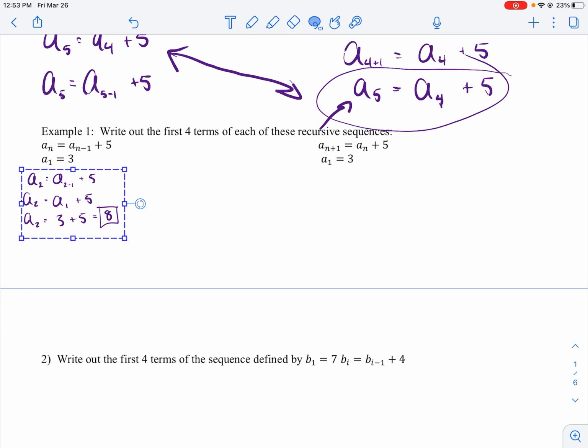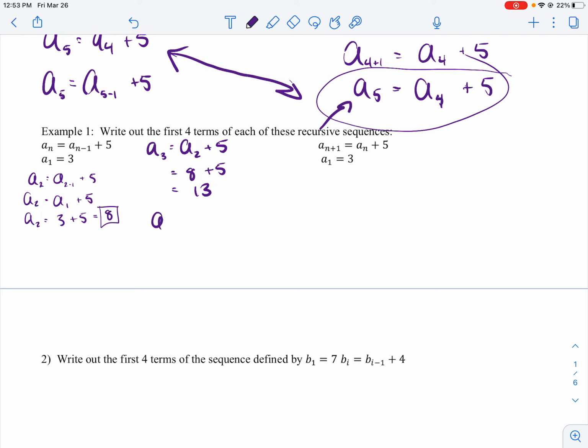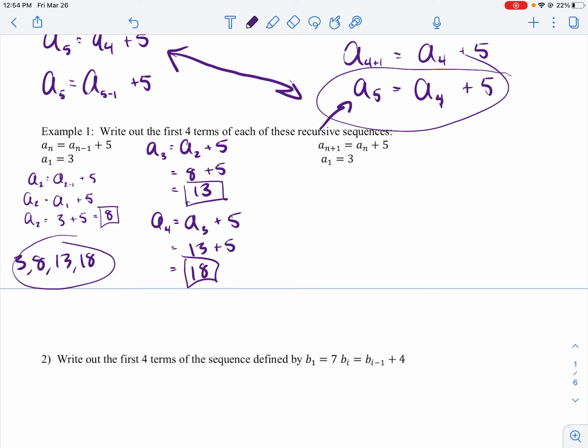Our third term would look something like this. A sub 3 is equal to our second term plus 5. And so this would be 8 plus 5, which is 13. And then our fourth term is going to be a sub 3 plus 5, which is equal to 13 plus 5, which is 18. So our first 4 terms are 3, 8, 13, and 18. And so when they say write it out, this is what they want to see.